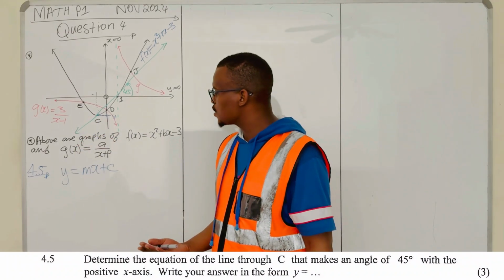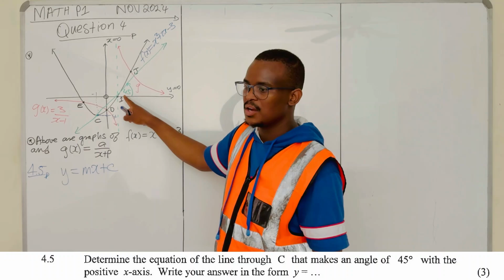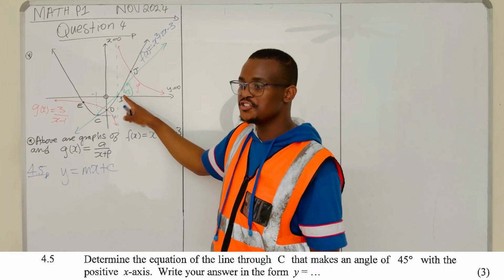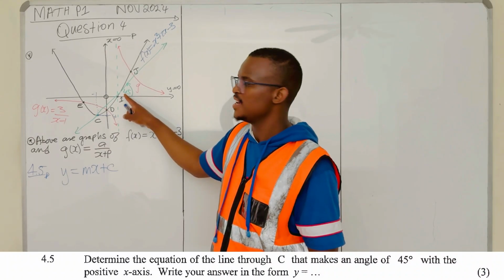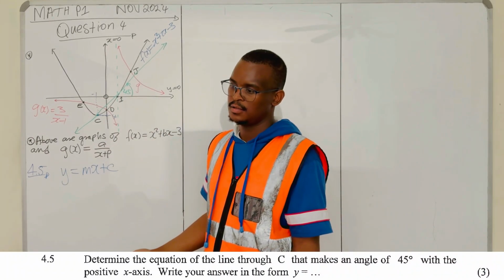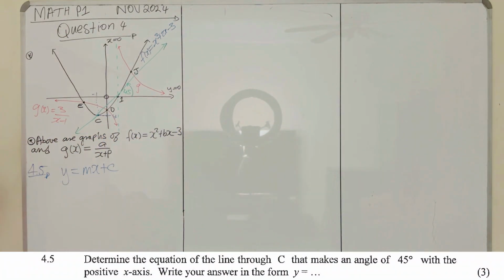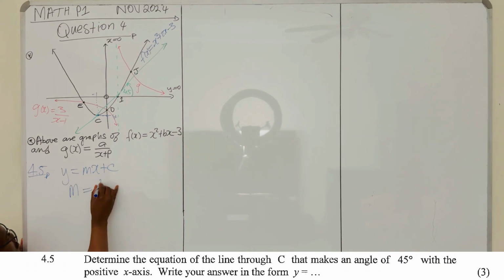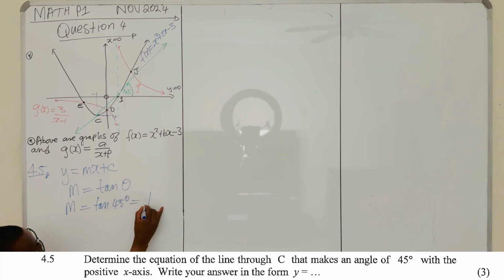But what you are told is the angle that this line makes with the positive x-axis. That angle gives you your gradient because it is the measure of steepness. The bigger that angle, the steeper the line. So if you are given an angle of inclination and you want to find the equation of a line, you say my gradient will be equal to the tangent of theta, where theta is your angle of inclination. So my gradient is equal to the tangent of 45 degrees. What is the answer to that? Tangent of 45 degrees is 1.